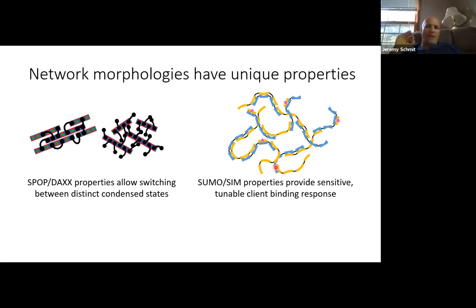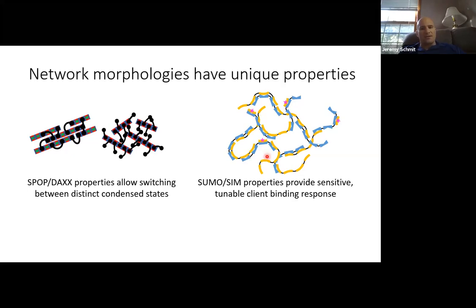Now, more interesting than that is the fact that these different microscopic topologies encode functional features in each condensate. So over here, the functional feature is the ability to switch back and forth between something that's kinetically arrested and something that's dynamic. And over here, our functionality is the fact that we have this specific recruitment ability that's tunable, it's got a peak, and we can shift back and forth between clients if we so choose.